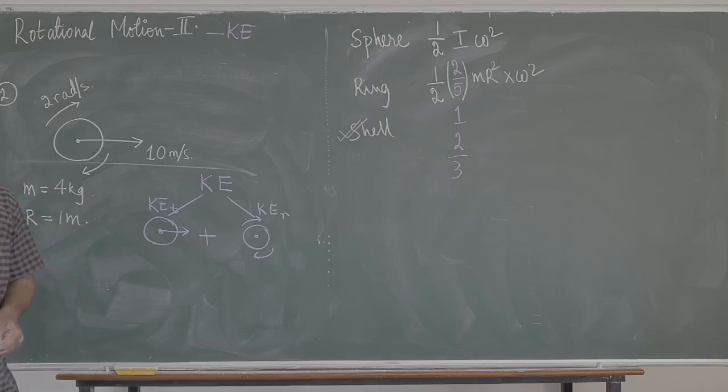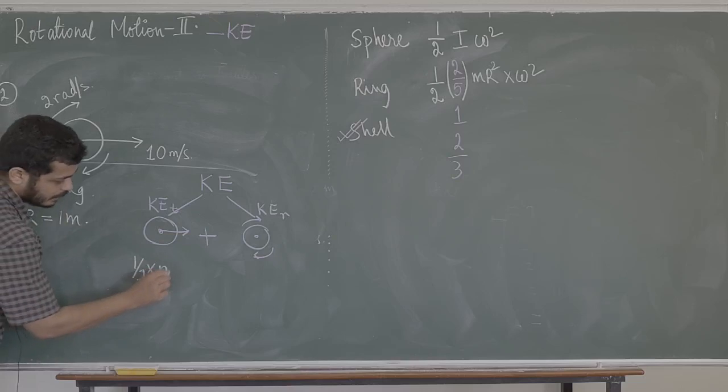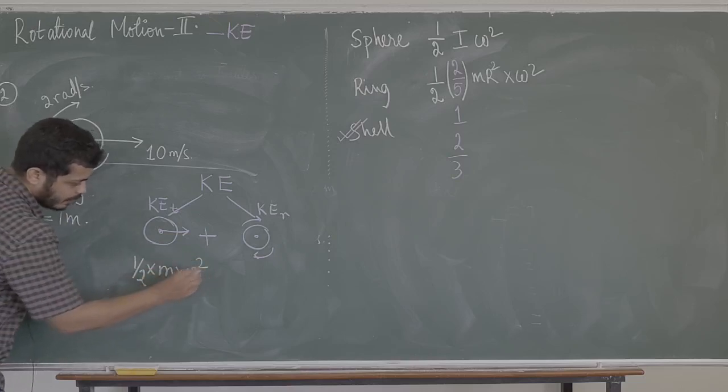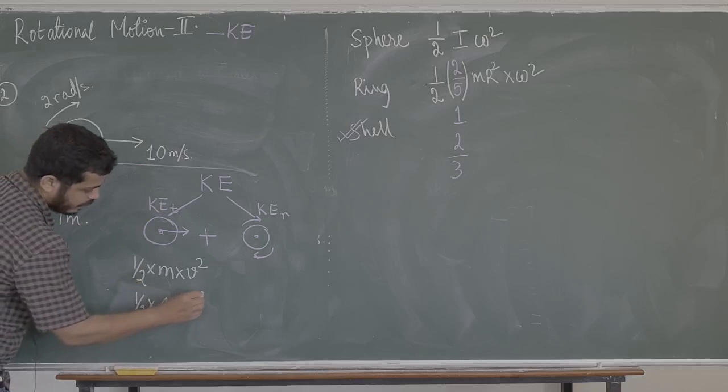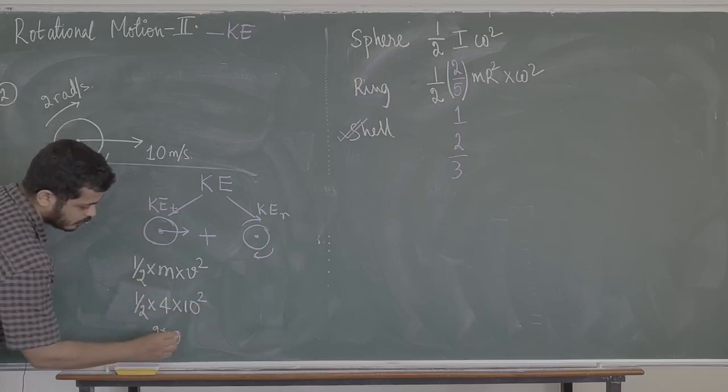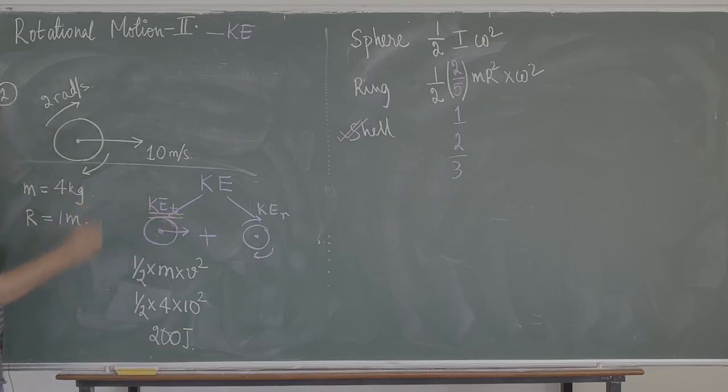Don't think that the rotation has something to do with the translation. Only in the special case that something is rolling, rotation and translation are linked. Otherwise, there is no relation between them. They are different things. So, the kinetic energy of translation is half m v squared. Mass is 4, velocity squared is 10 squared, that makes it 200 joules. This is the kinetic energy of translation.